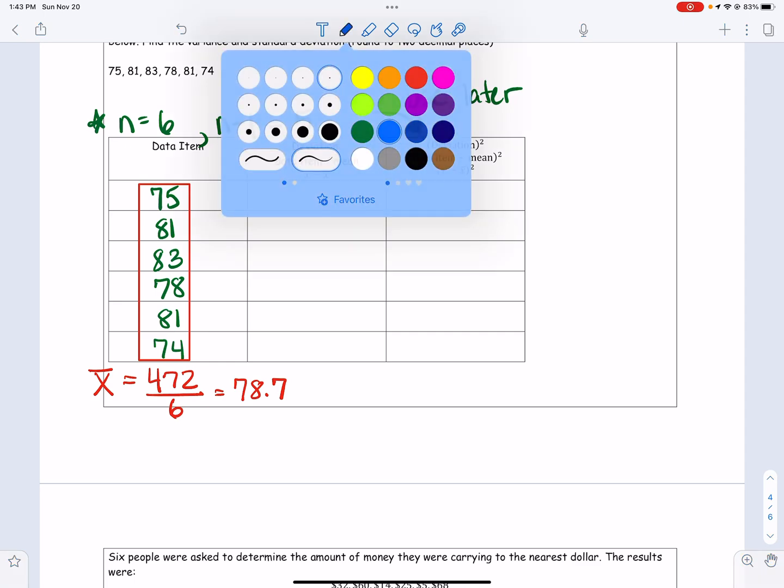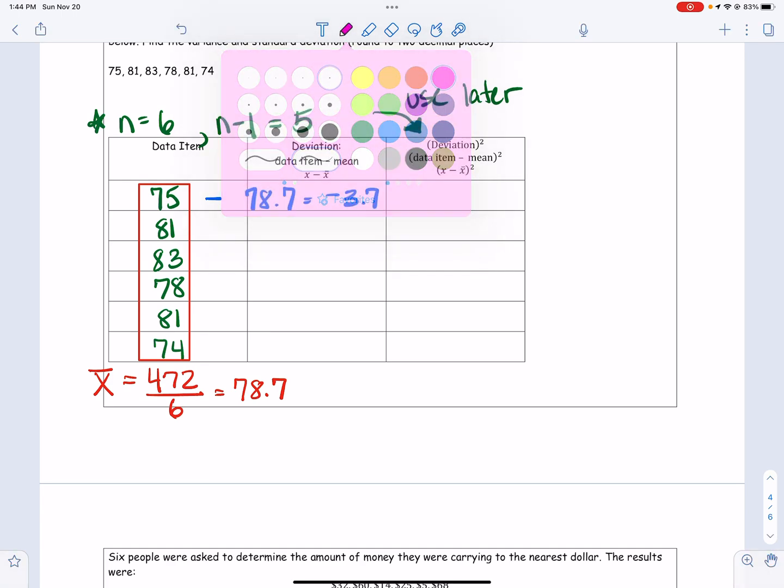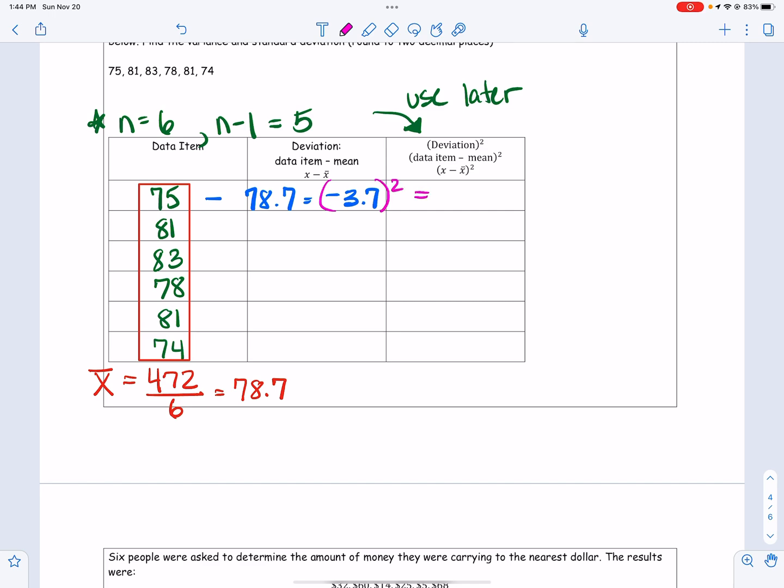Now I'm going to take every data point and subtract 78.7, and that gives me a negative 3.7. And then I'm going to square that negative 3.7 and write it here, 13.69. I'm going to do that for every one of those points. And I find it easiest to just work across so that you can just leave that number on your calculator and not have to clear anything out.